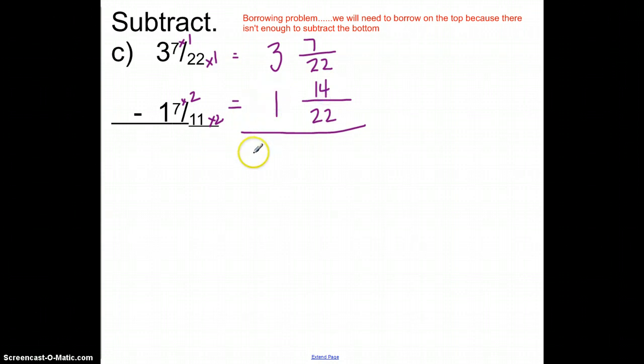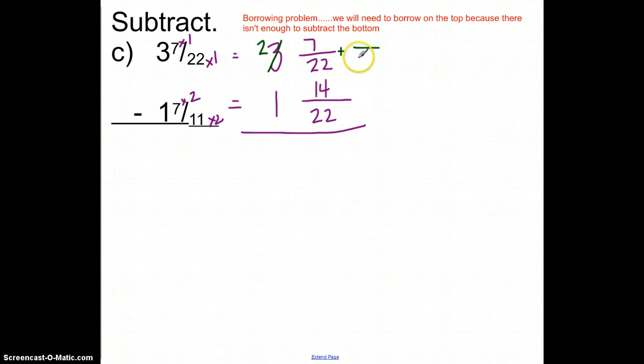Now, let me just talk about borrowing again. They have the same bottom number of 22. That's not my issue. But I can't take 14 away from 7. So in order to solve this problem, I have to borrow. The only place I can borrow from is this 3 in front. So 3 is going to become a 2.